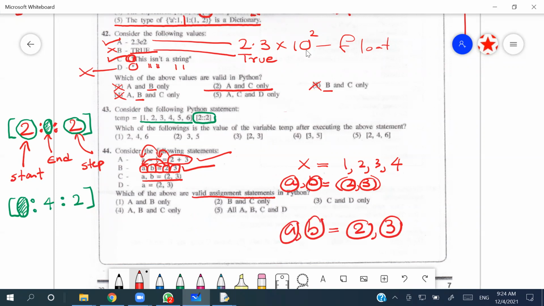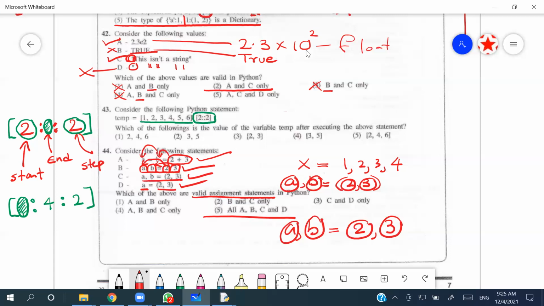And to unpack, remember, exactly the same amount of values should be there on the right-hand side as there are variables. So if there are 3 variables, there must be 3 values, not greater, not lesser, right? So C is also working, as well as D. D is assigning a tuple to a variable called A. So everything is correct. The 5th one is going to be the answer.